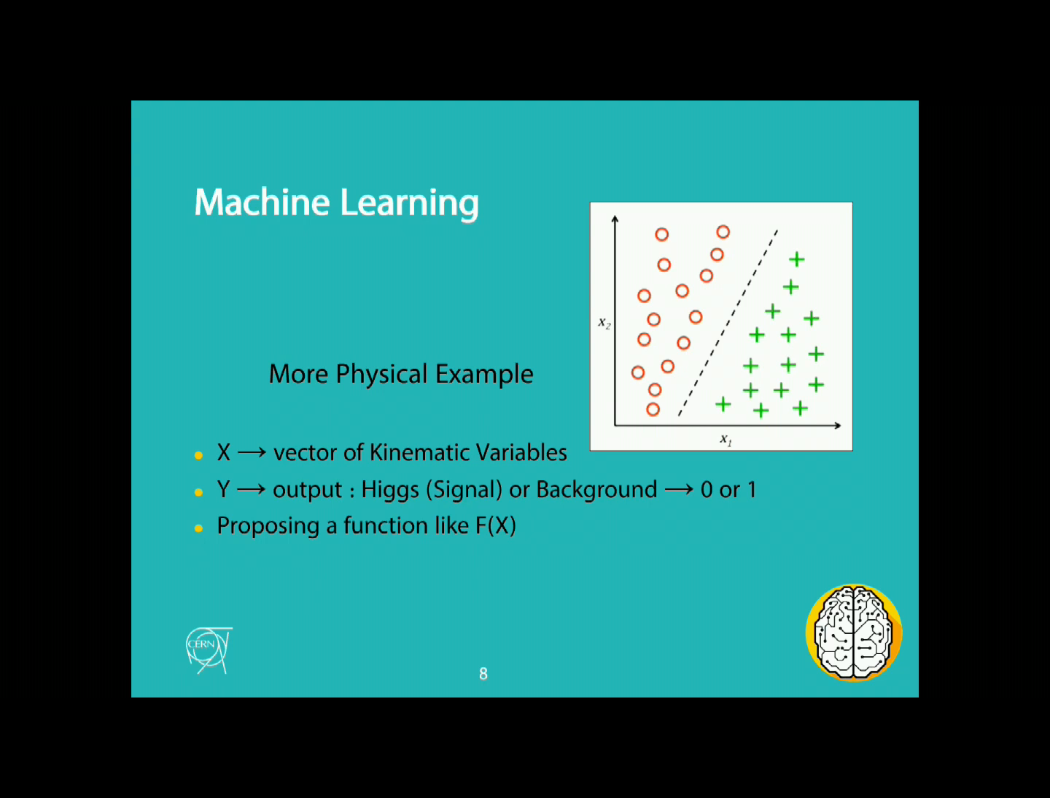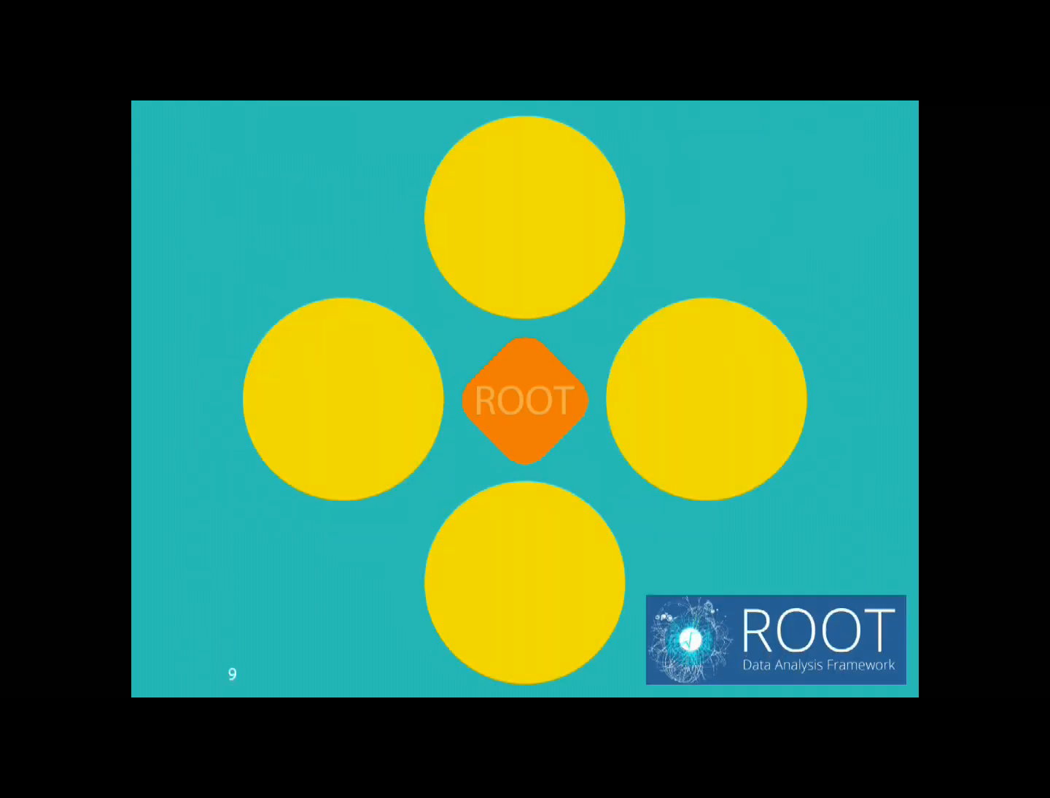This is more physical. We are going to train on the simulated training data set, and we are going to find out when 2 particles collide. We get some signals or backgrounds, and we are going to classify them. This was machine learning. We get back to ROOT.